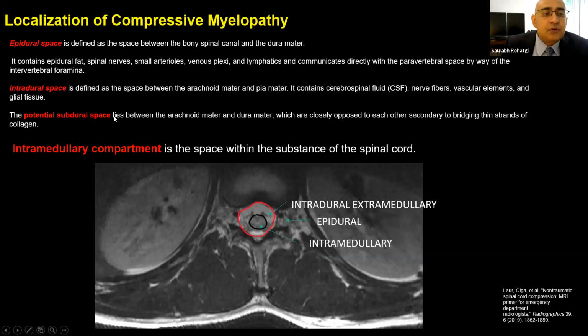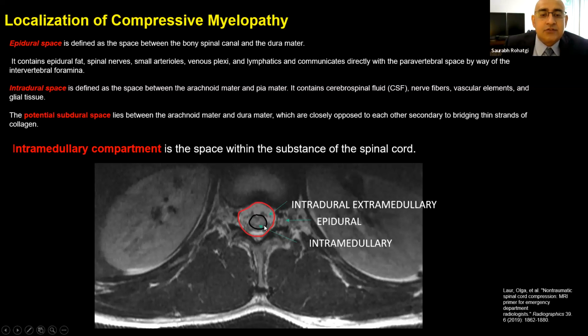There is also a potential subdural space which lies between the arachnoid mater and the dura mater, which is closely opposed secondary to thin bridges of collagen, and you normally don't see it on imaging unless there is a collection secondary to an LP or trauma that this space fills up.